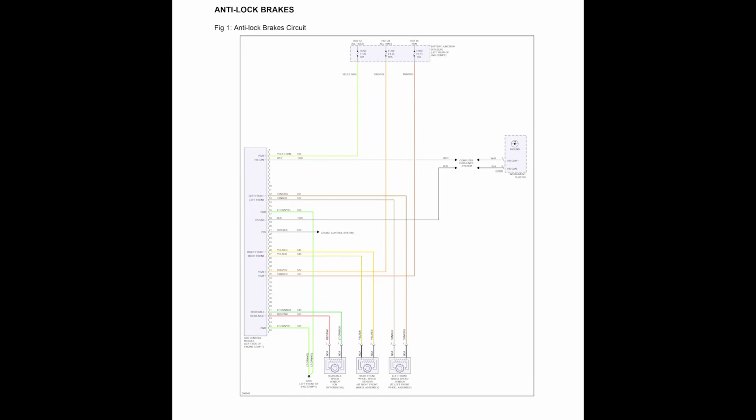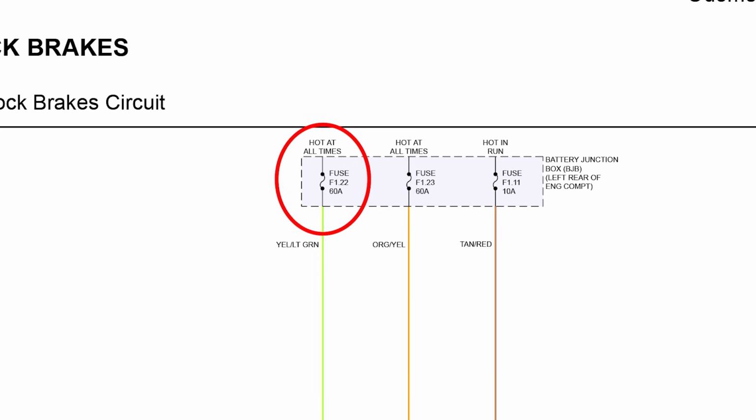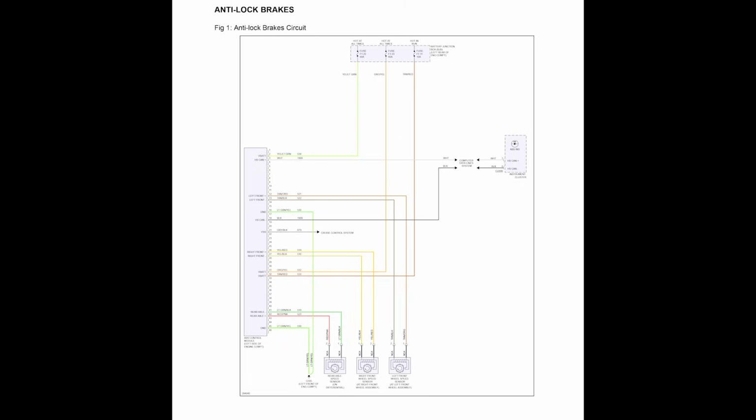Checking the wiring diagram for the ABS circuit, I can identify 3 different power supplies coming in from the battery junction box. Fuse 1.22 is a 60 amp fuse that is hot at all times. Fuse 1.23 is also a 60 amp fuse that is hot at all times. And finally, there's fuse 1.11, a 10 amp fuse that is hot only when the key is in the run position. Next, I need to identify the grounds going to the ABS ECU.